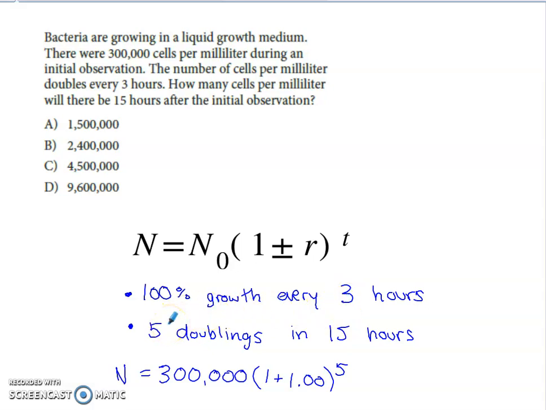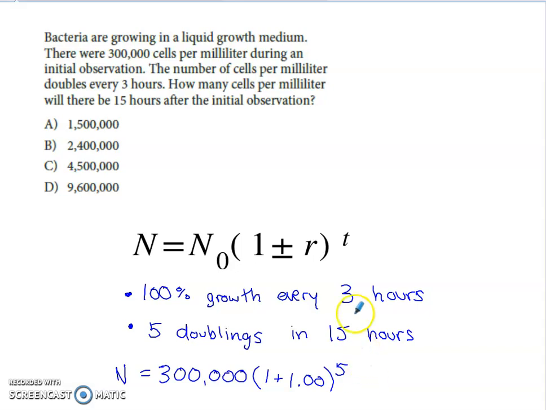Now, I built the equation that we've been using throughout this video, had the initial observation number, 300,000 cells per milliliter, 1 plus the 100% growth rate. And notice how I adjusted. I did not put a 15 here. I put a 5 there. So my time is being measured in doubling periods whenever I have a situation like this. And I have 5 doubling periods occur from the initial observation to 15 hours later.